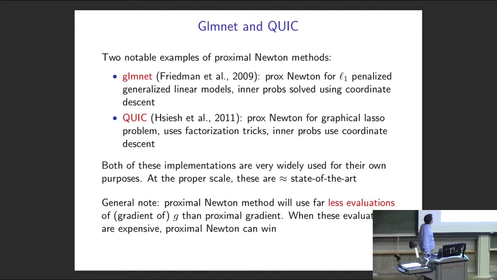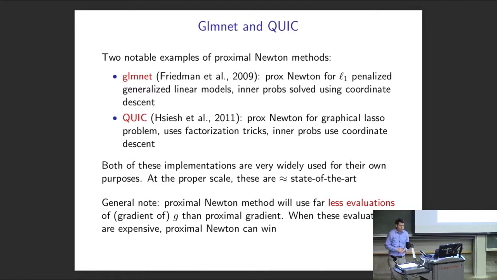Two of these methods are called GLMNet, which uses prox Newton for general L1 penalized generalized linear models. The inner problems are solved using coordinate descent. QUIC uses prox Newton for the graphical lasso problem. There actually are some fancy factorization tricks you have to do, so you have to store and cache certain elements of the Hessian when you're doing your coordinate descent updates. But you can do that, and then again it uses coordinate descent for the inner loop.